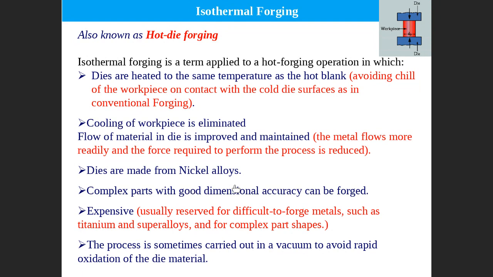Right, the die is made of nickel alloy; you must use a high-temperature or low thermal expansion material, which is a complex nickel alloy, but good dimensional accuracy can be forged easily by using this. Expensive, but in some cases it is unavoidable, then you must use it. This process is sometimes carried out in a vacuum to avoid rapid oxidation of the die material, because the die material is really important. But whenever you heat it, many issues come up. You solve the workpiece problem, but the die still has a problem, right?